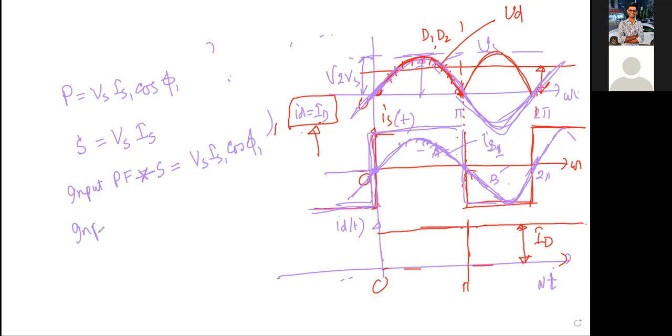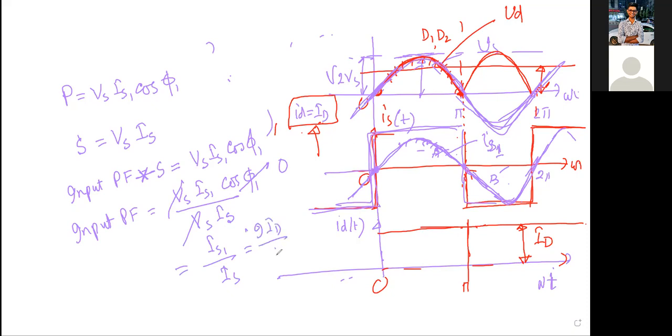So input power factor then comes as VS IS1 cosine of phi 1. For our case here, we see that phi 1 equals 0 and S equals VS IS. This cancels, so we are getting IS1 by IS, which is 0.9 ID divided by ID. It is coming as 0.9. So input power factor is not 1 either.